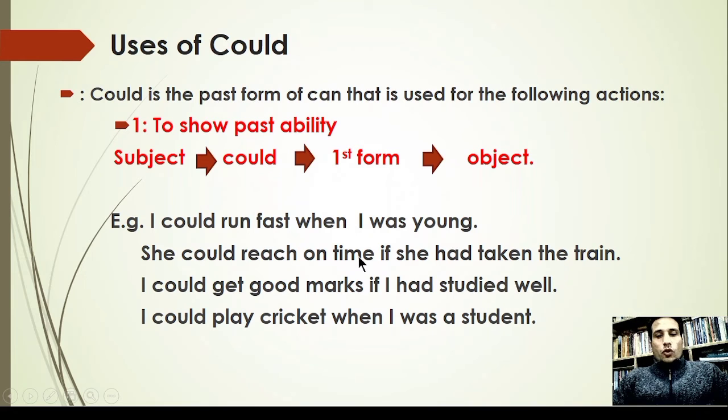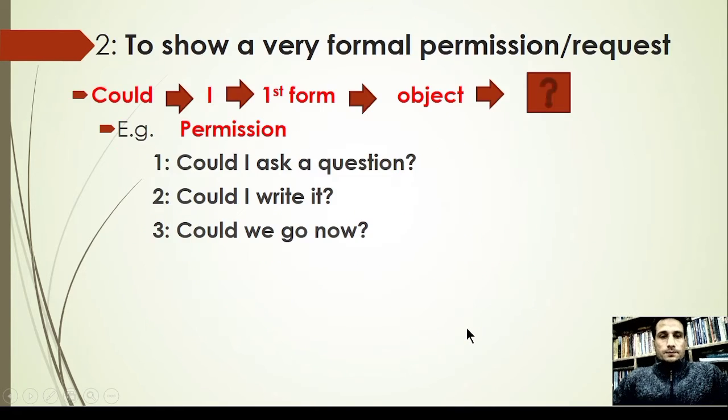She could reach on time if she had taken the train. So I'm talking about her past ability or possibility. I could get good marks if I had studied well. So here there was a possibility that I could get good marks if I had studied well. I could play cricket when I was a student. So I had the ability, I was able to play cricket when I was a student.